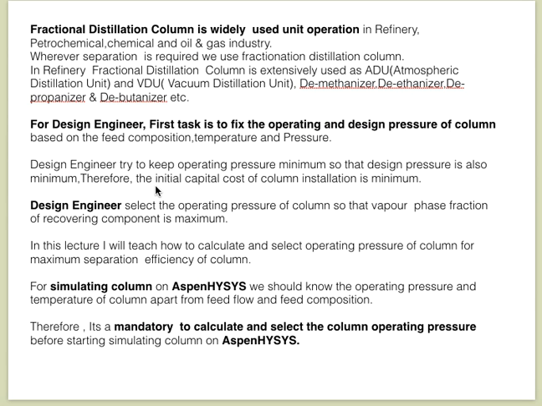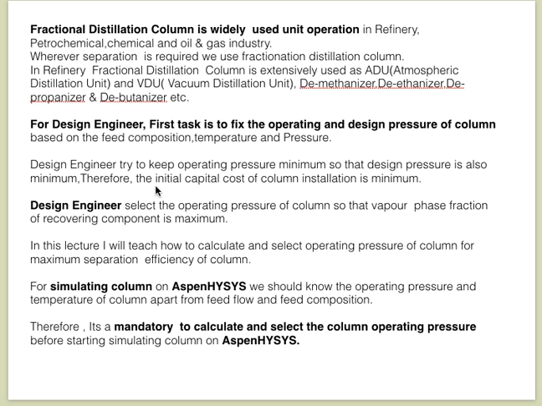The fractional distillation column is a widely used unit operation in the refinery, petrochemical, chemical, and oil and gas industry. Whenever separation is required, we use a fractional distillation column. In a refinery, you might know that there are ADU and VDU units. ADU is the atmospheric distillation unit and VDU is the vacuum distillation unit.